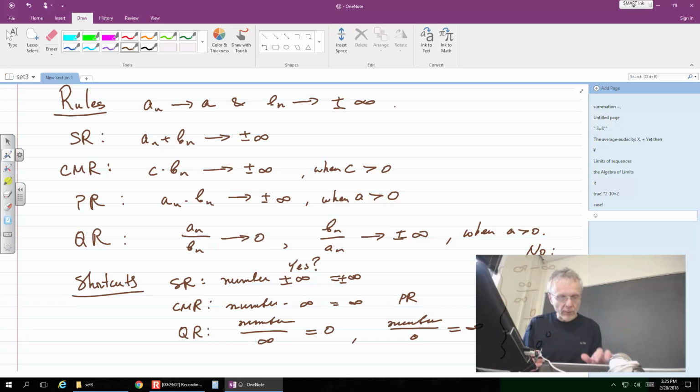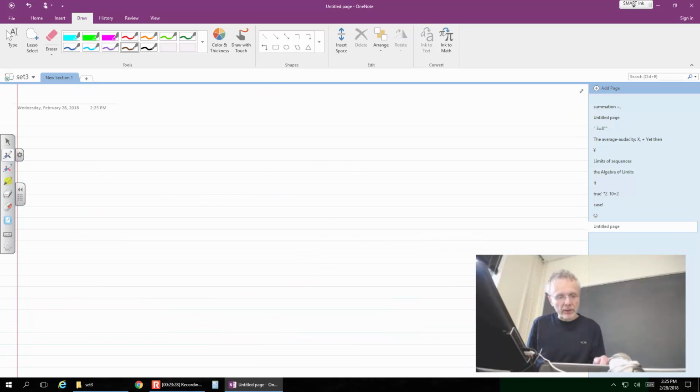Okay, so just be careful about indeterminate expressions, because they might simply produce different answers. So if the sequences are not specified, then the answer is not specified either. That's what indeterminate means. Okay, so more properties of sequences and their limits.